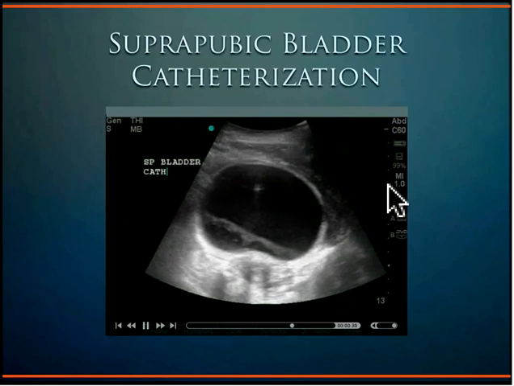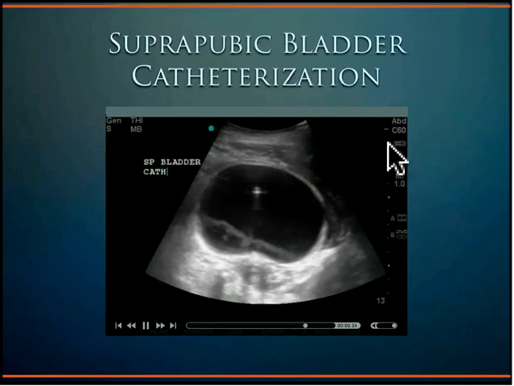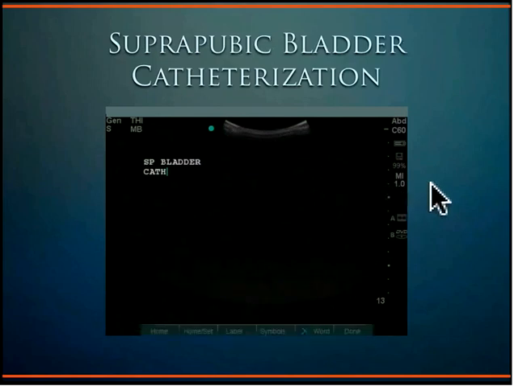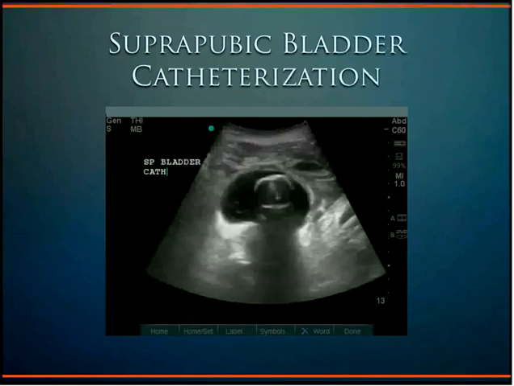Notice that we can look at these hash marks along the side of the image. Each hash mark corresponds to 1 centimeter. 1, 2, 3, 4. Roughly 4 centimeters down is where we saw the needle tip. Therefore, the probe was 4 centimeters away from where the needle entered the skin, so long as the needle went in at 45-degree angle. Again, this is the short axis technique.